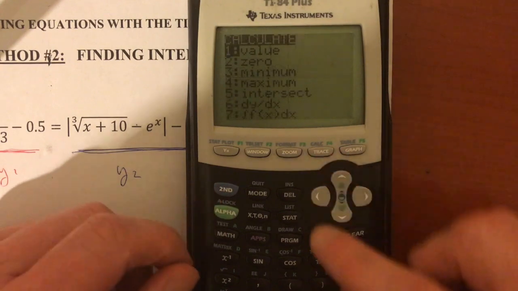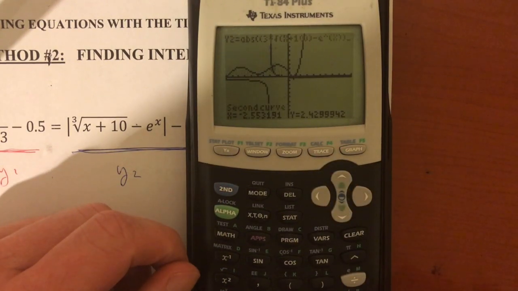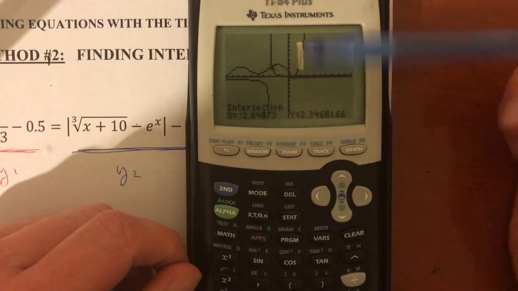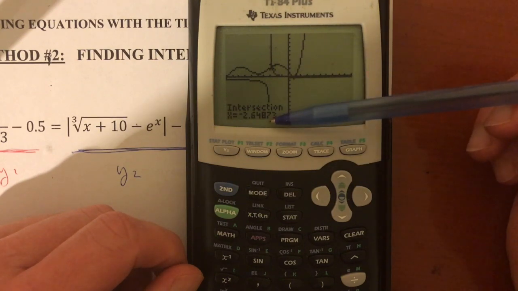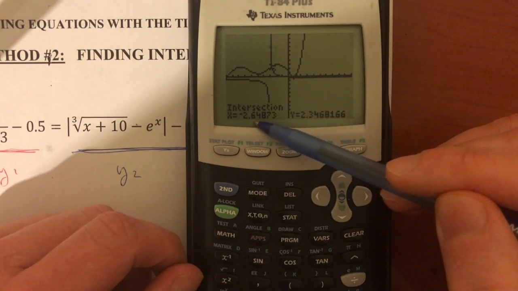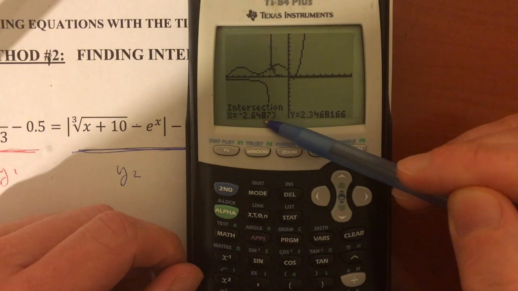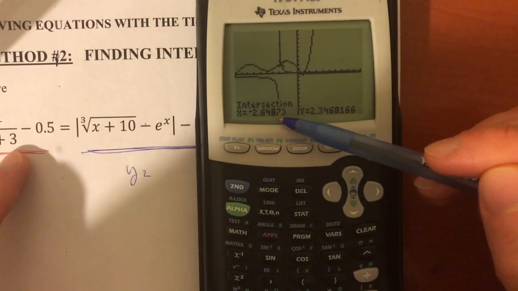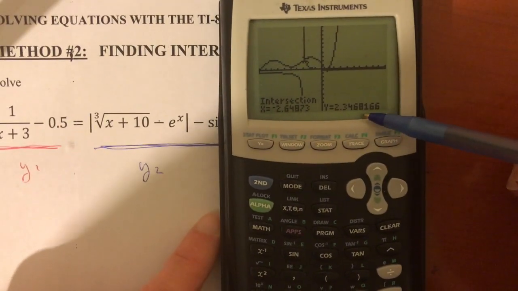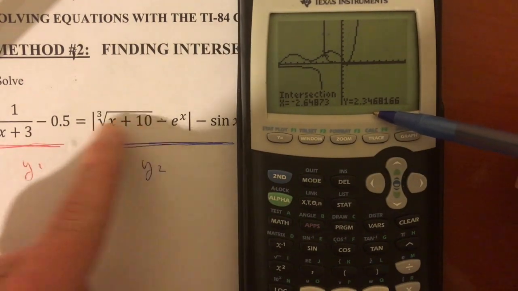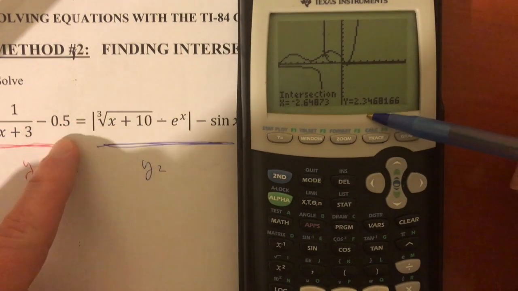So second trace, intersect, enter, enter, enter. It goes to the closest one, which is about at x equals -2.649 if I round, and the x value is what I'm looking for here. There might be times when I care about the y value, but not in this case. I'm looking for the x values that make this equation true.